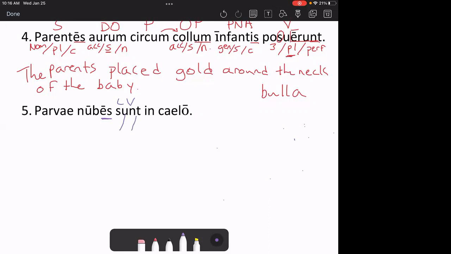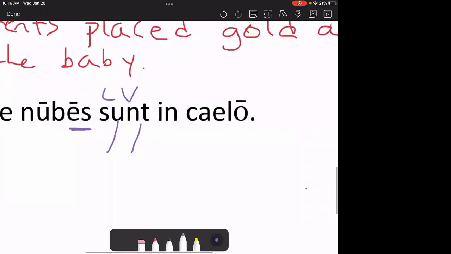All right, so how would we parse sunt? Sum, es, est, sumus, estis, sunt. It is third person, plural, present tense. In is just a preposition, which makes caelo the object of the preposition. What case is caelo? Comes from caelum, caeli. So o is ablative. Singular, what gender? Neuter.